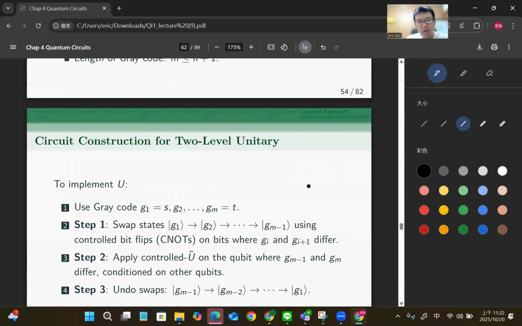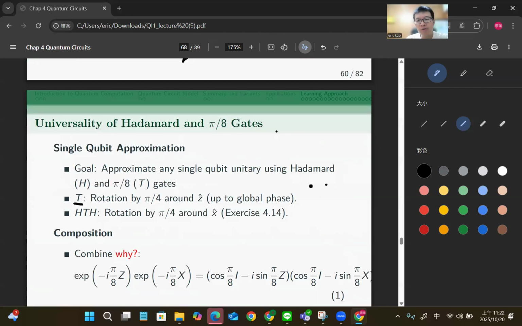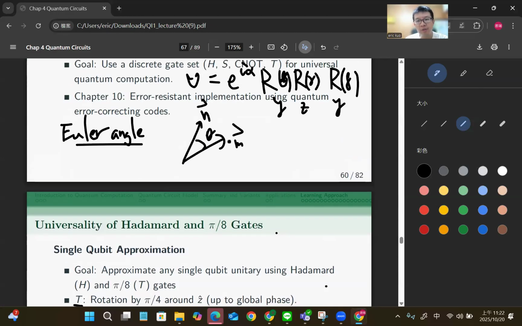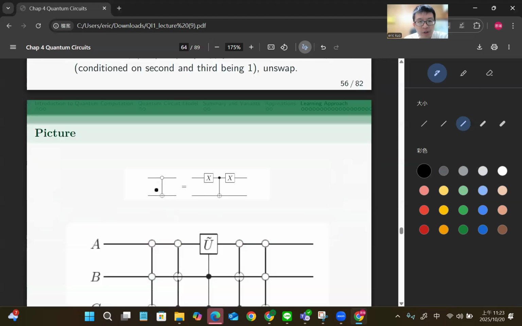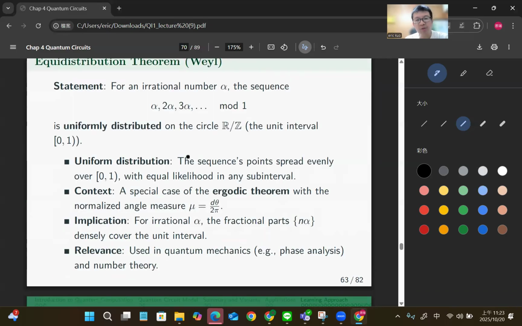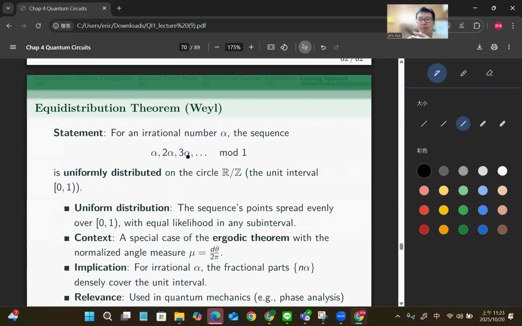Notice that you need to use T and Hadamard to give you two non-parallel axes. This is possible because T represents one axis, let's say Z, and Hadamard can get you the X axis. But technically this is not a proof, because we need the angle to be an irrational multiple of 2 pi, so that we can use the equidistribution theorem that we previously explained. The equidistribution theorem says that if you take an irrational number and take integer multiples of it, then these multiples can get arbitrarily close to any real number.